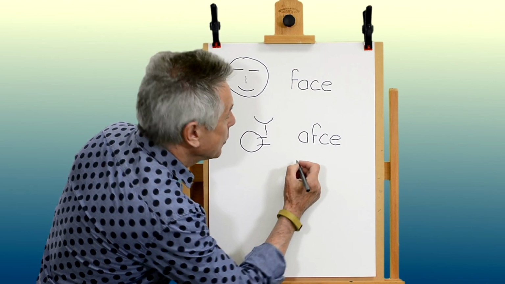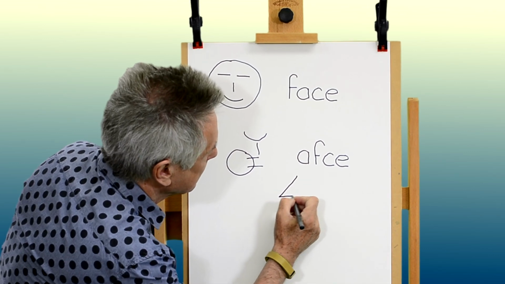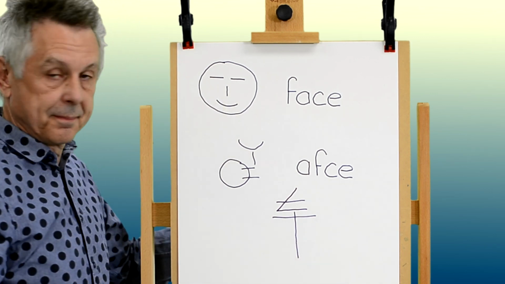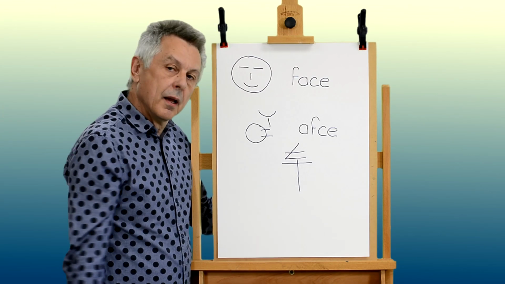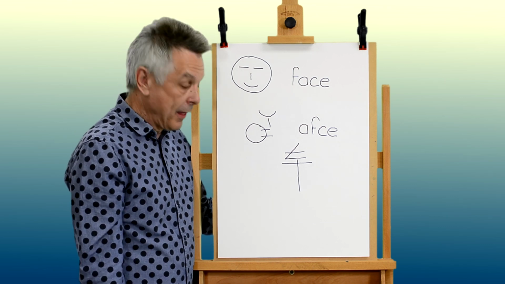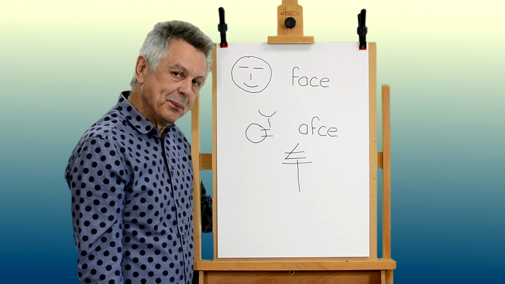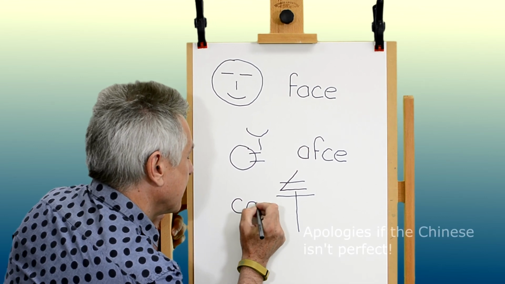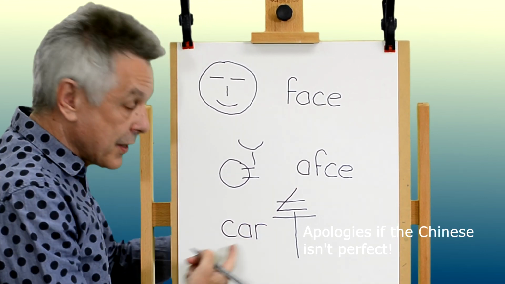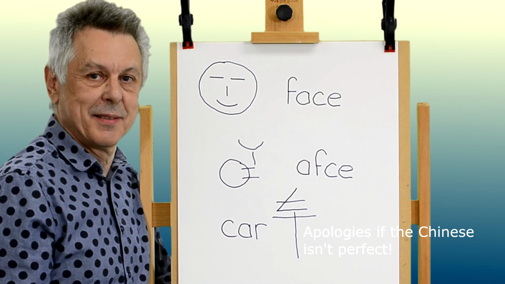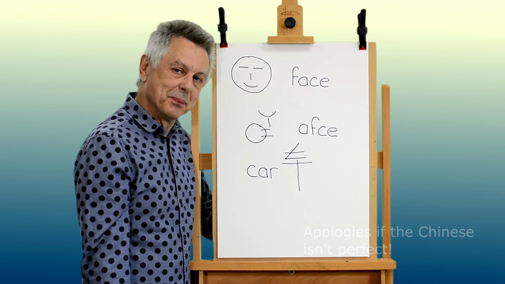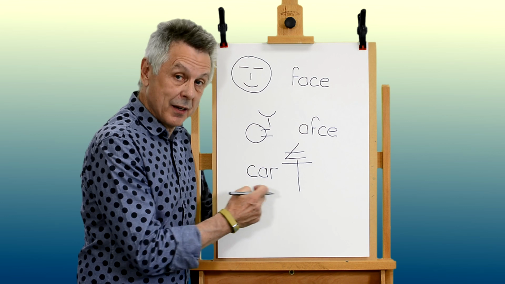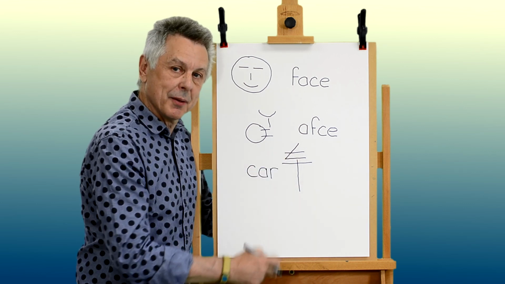I'll show you one other example. Do you know what this is? An aerial? No. A triangle and 3 lines? No. This is what it is. It's a car. Yes. But you can't read Chinese, can you? If you can't read the shapes, you can't read the words, but you can't read the picture.